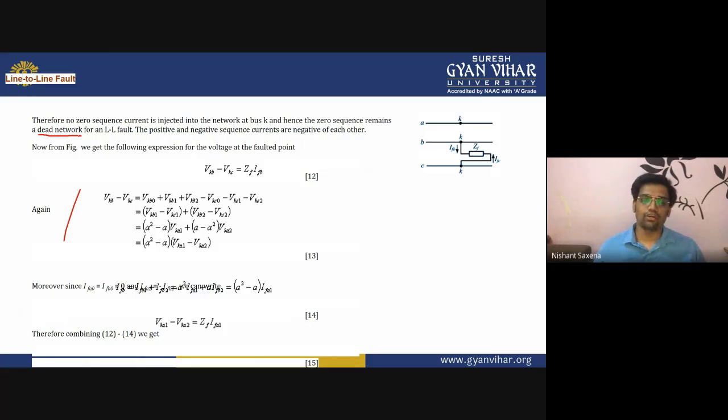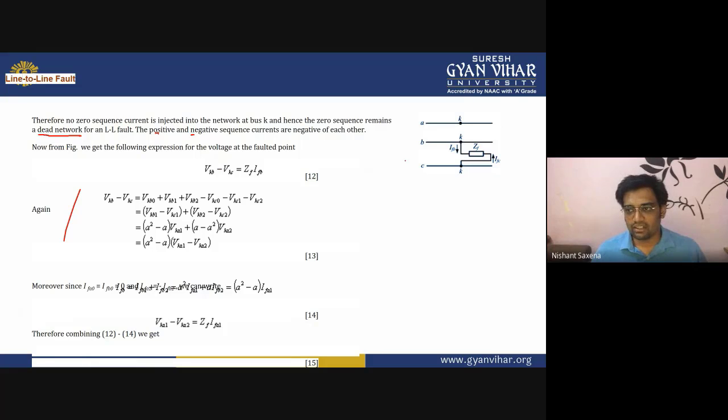It's important to remember that in a line-to-line fault, the zero sequence current does not exist, and due to this, the zero sequence circuit will also remain dead in the overall network. Therefore, only the positive and the negative sequence currents, which are negative of each other, are the only ones existing in this.